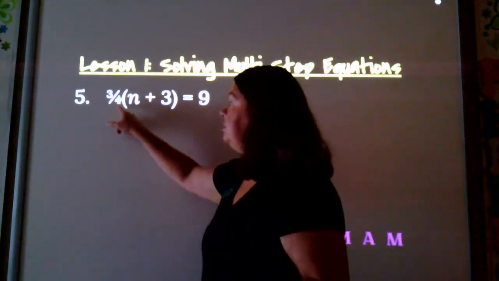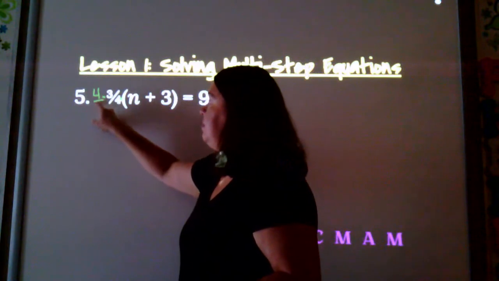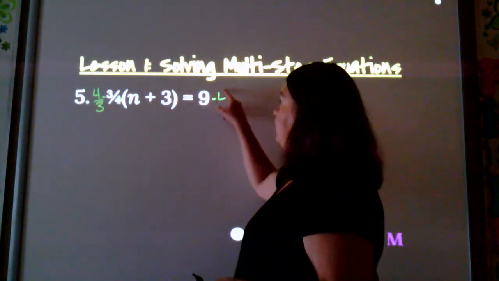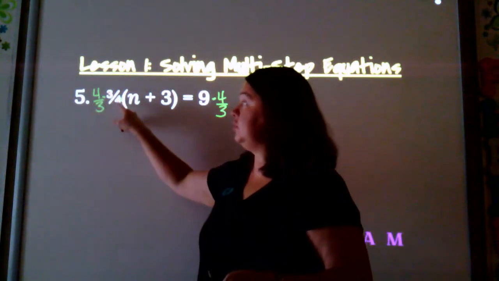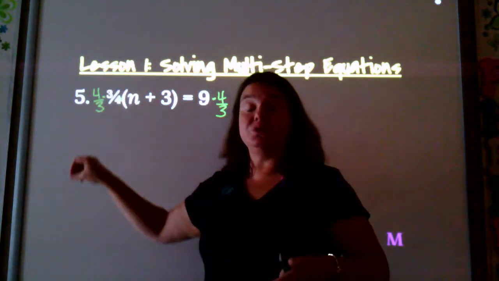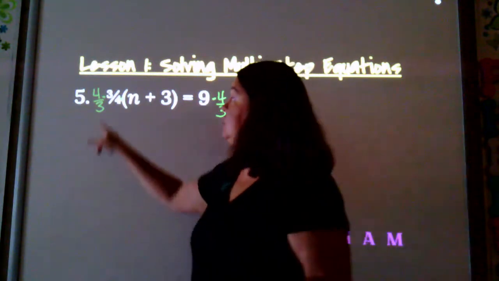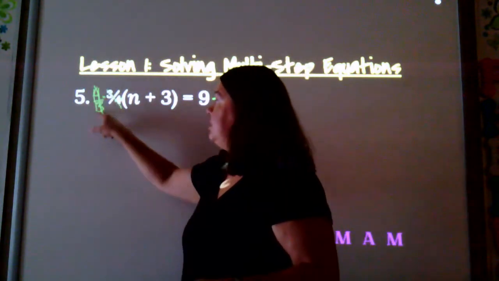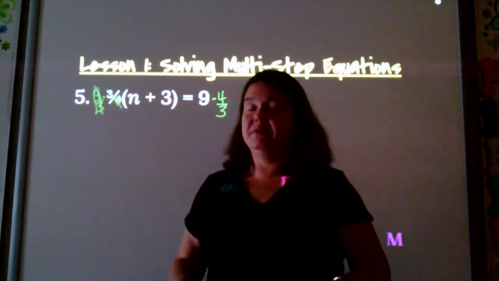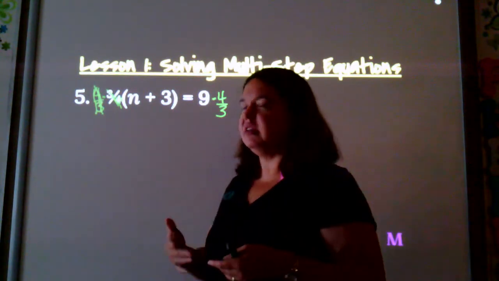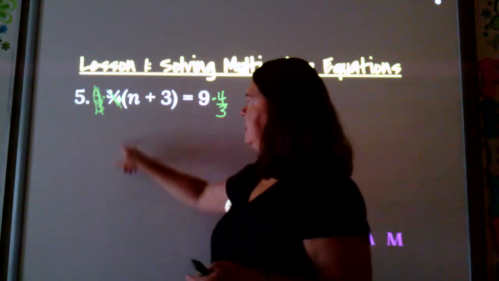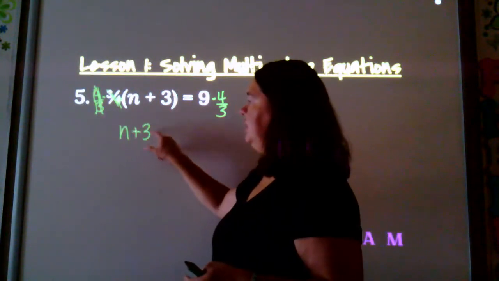The reciprocal of 3/4 is 4/3. So I'm going to multiply by 4/3 here and by 4/3 here. 4 times 3 is 12. 3 times 4 is 12. We end up with 12 divided by 12, which is 1. So this and this cancel each other out. There's really a 1 in front. But if there's a 1 in front, 1 times n isn't going to change anything. 1 times 3 isn't going to change anything. So I'm still dealing with n plus 3.